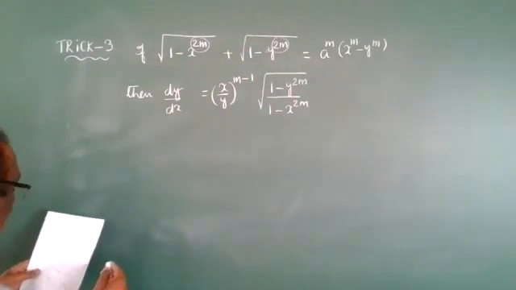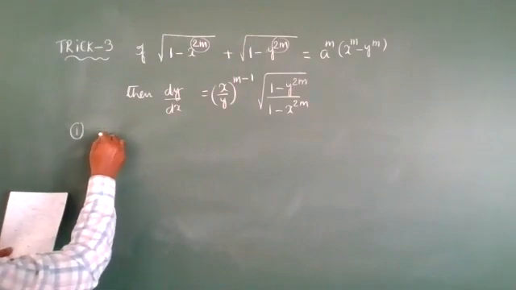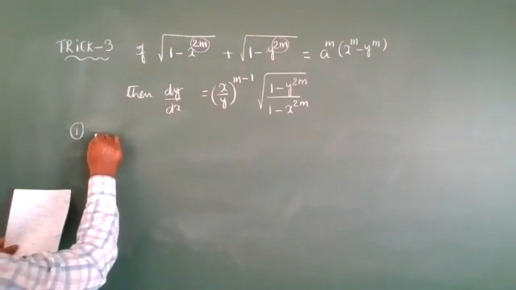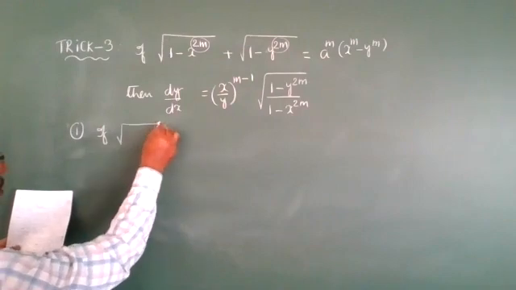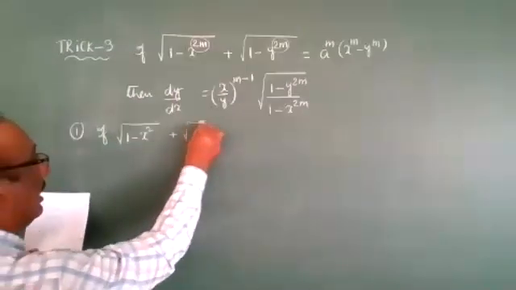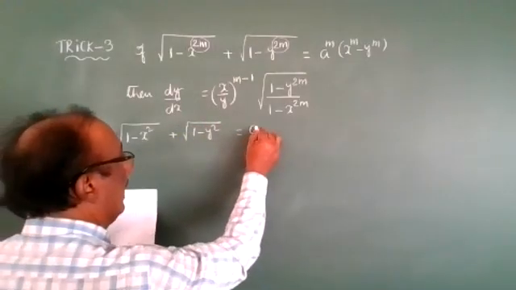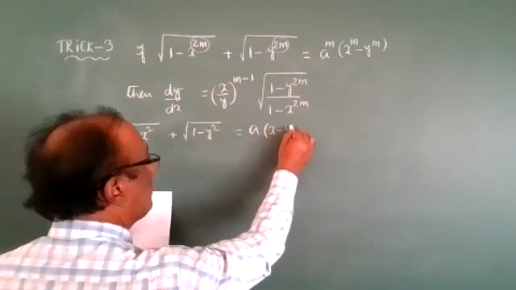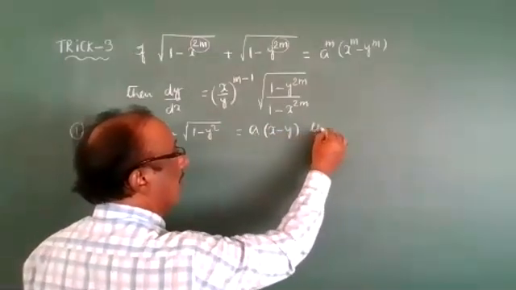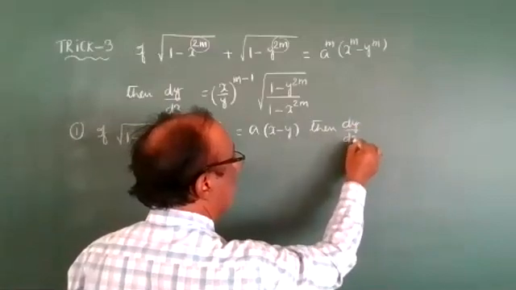Right, see. First problem, write down. If the square root of 1 minus x square plus the square root of 1 minus y square is equal to a into (x minus y), then find dy by dx.